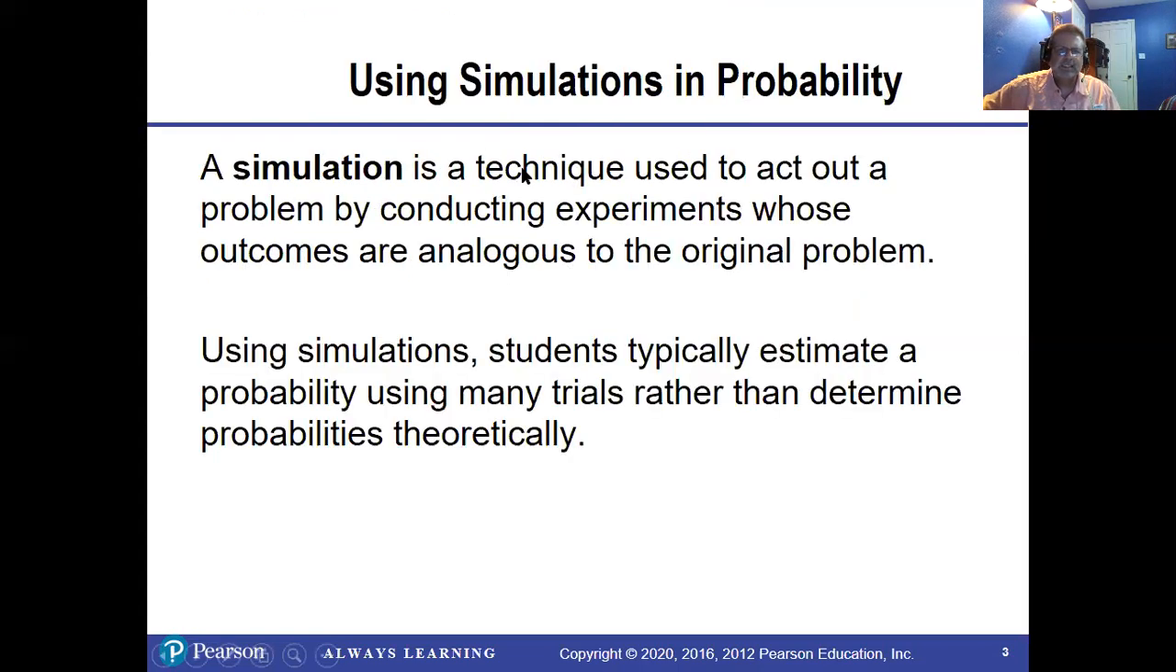Simulation is a technique used to act out a problem by conducting experiments whose outcomes are analogous to the original problem. Remember, I am a math teacher. Basically, we use simulations so students typically estimate a probability by using many trials rather than determining probability theoretically. We talked about theoretical probability the other day. That's what it's supposed to be, and then you have experimental. A simulation is basically a form of experimental, except it's done at more of a random rate.